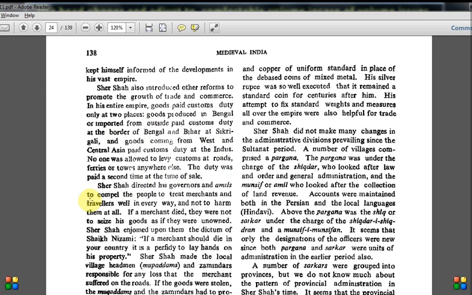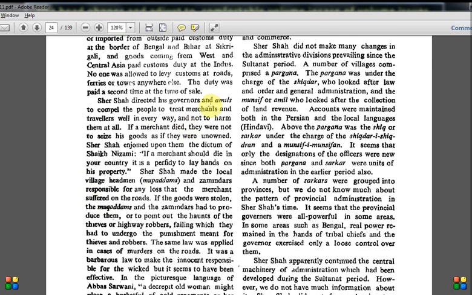Sher Shah directed his governors and amils. Okay, amils are actually a kind of administrators. You will see the definition somewhere else in this same chapter. So governors and amils were to compel the people to treat merchants and travelers well in every way and not to harm them at all. If a merchant died, they were not to seize his goods as if they were unowned. Sher Shah enjoined upon them the dictum of Sheikh Nizami.